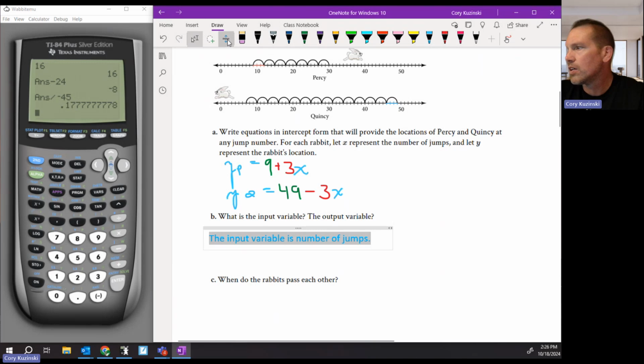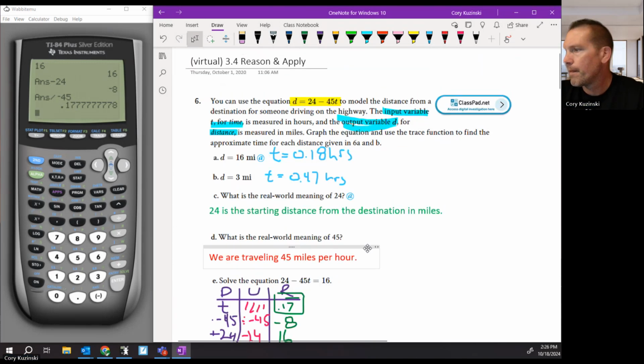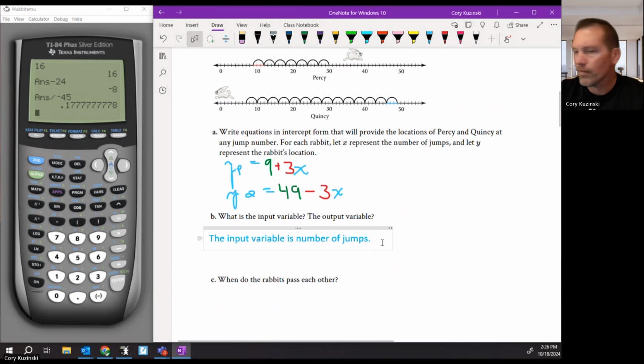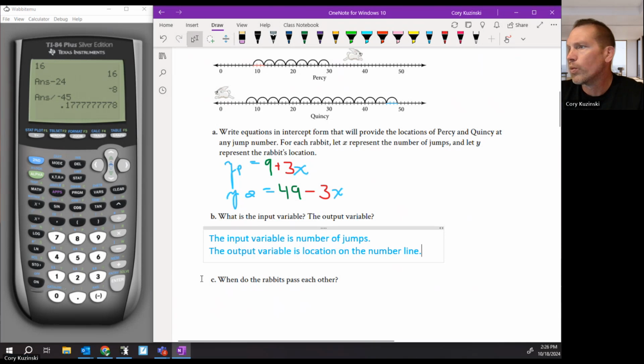Oh, what about the output variable? Sorry. The output variable or Y is location on the number line. Or just location, I guess. When do the rabbits pass each other? There's a couple different ways we could do this.